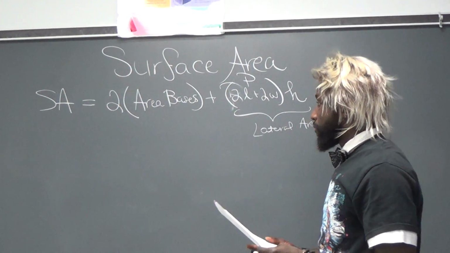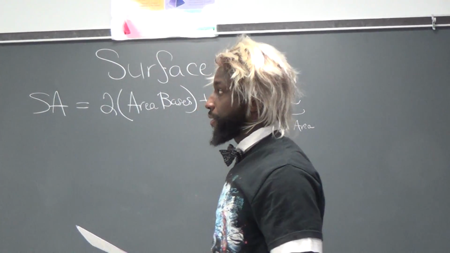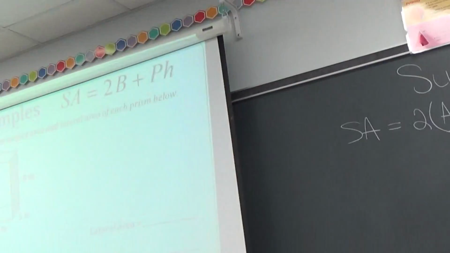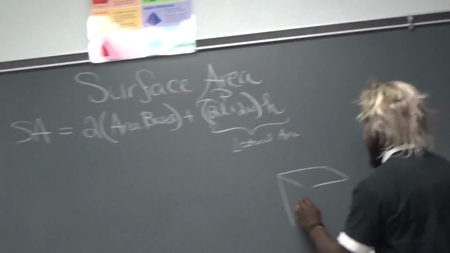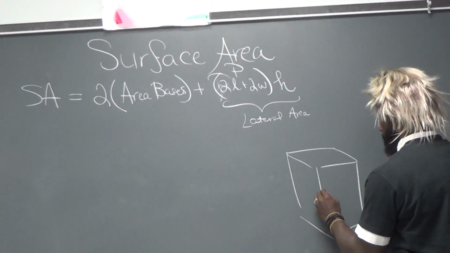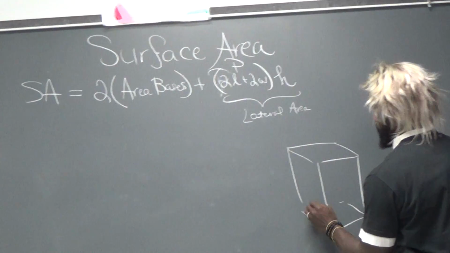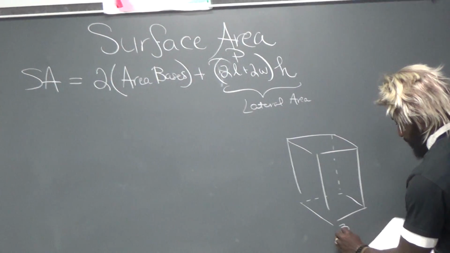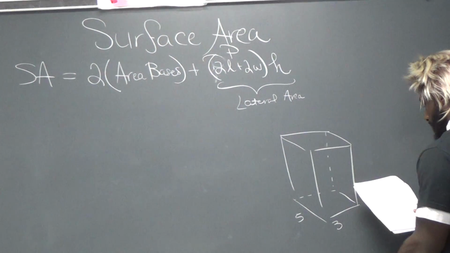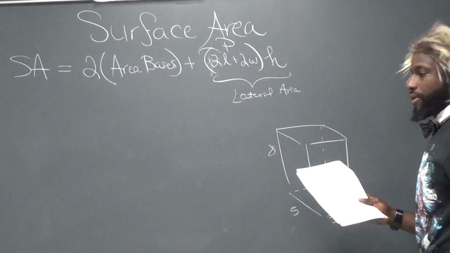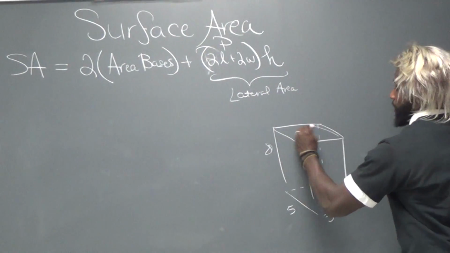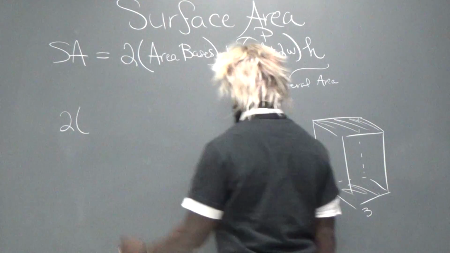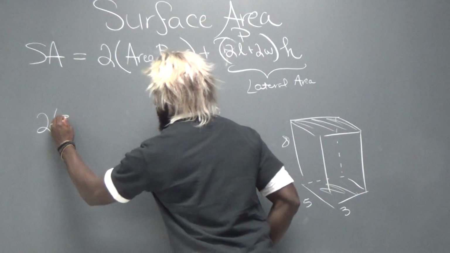So let's look at this first example here. In this particular figure, this box, well, it's not a box, but what would we call this? Rectangular prism, right? Rectangular prism with 3 inches. This is 3 by 5, and the height is 8. These are the bases, so the first part would be 2 times the area of the base, which would be 3 times 5.